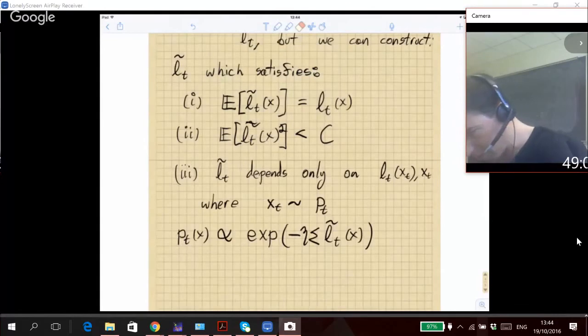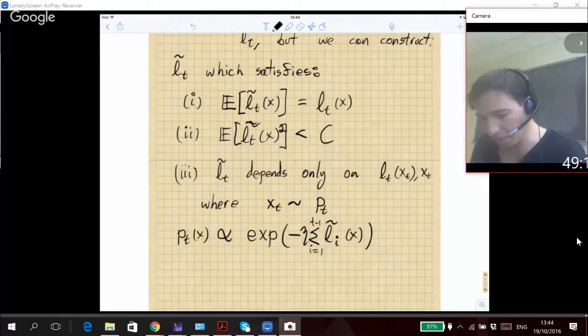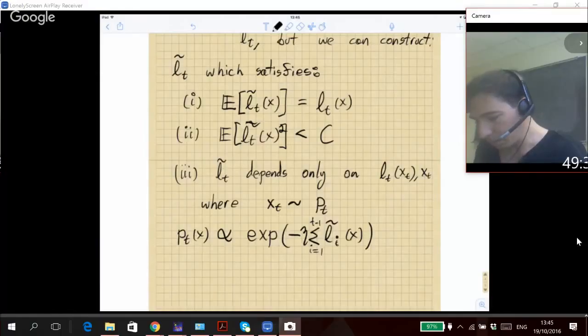just remind you what we wrote before: t here goes from one to T minus one. My point is that you construct... Your point is exactly correct. The distribution P_t depends only on the loss that we suffered in the previous steps. Yes, but you observe L_t of X_t, and now you're saying I'm going to sample X_t according to P_t. Oh, I see. Now it's fine. It's fine. You observe L_t, and only then you construct tilde L_t. Okay, got it. Fine.